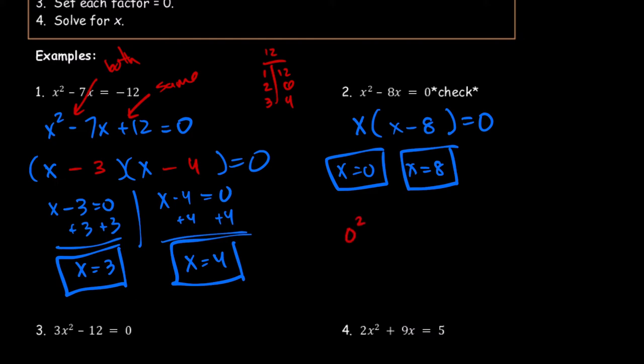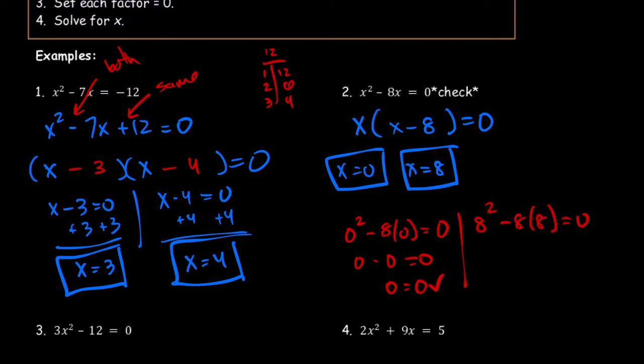So I get 0 squared minus 8 times 0, and that has to equal 0. Well, obviously, this is 0, and that's 0. So, yep, that one checks. The other root is an 8. So if I plug that in, that gives me 8 squared minus 8 times 8, and that has to equal 0. Well, that's 64 minus 64, and that's 0 equals 0. So, yep, I checked it. Both roots work. Let's go on to number 3.